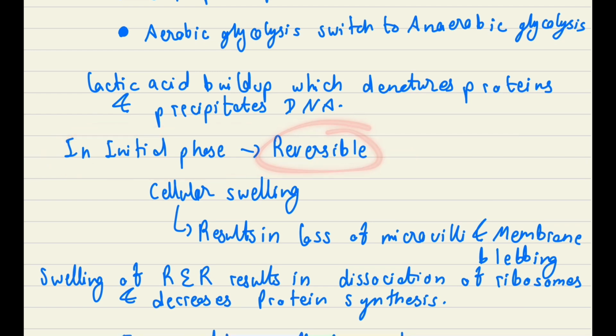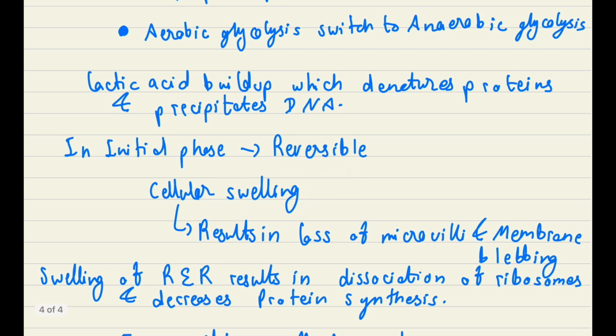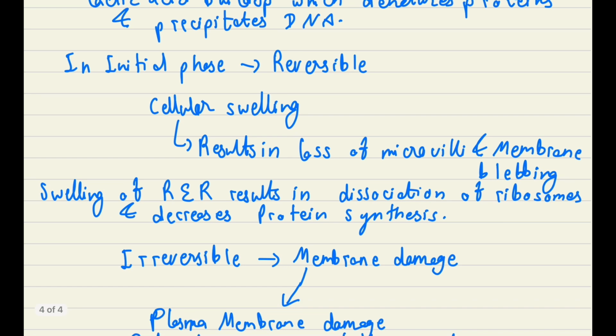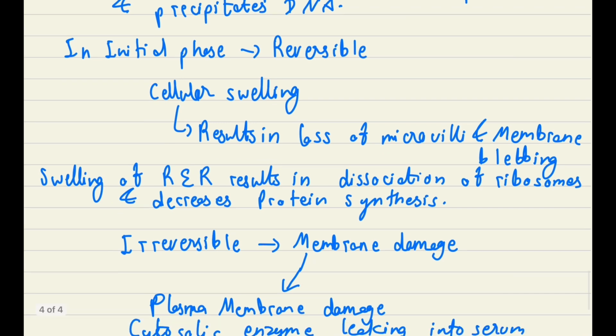The hallmark feature of reversible cell injury is cellular swelling. Remember it, it's very important, guys. Cellular swelling results in loss of microvilli and membrane blebbing. If we look through a microscope, we can see membrane blebbing, and it is the characteristic of cellular swelling. There is also swelling of the rough endoplasmic reticulum, which results in dissociation of ribosomes and decreased protein synthesis.